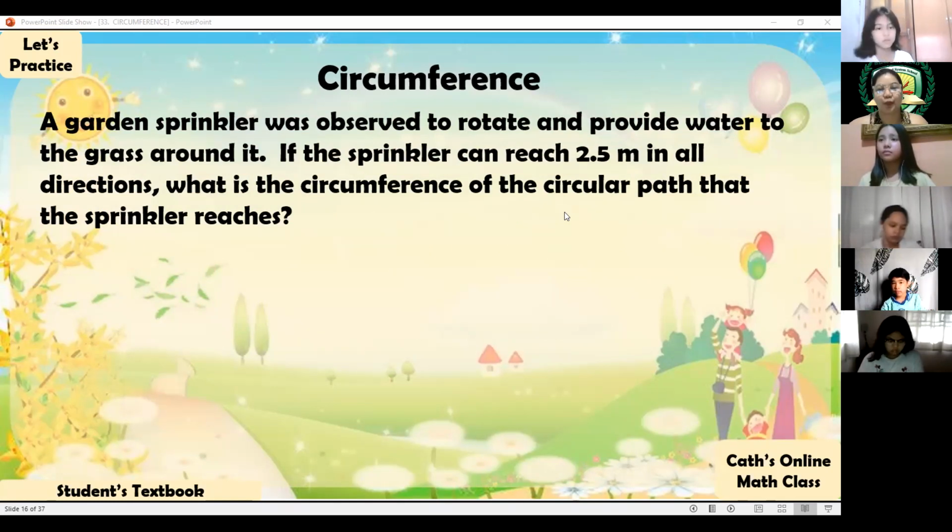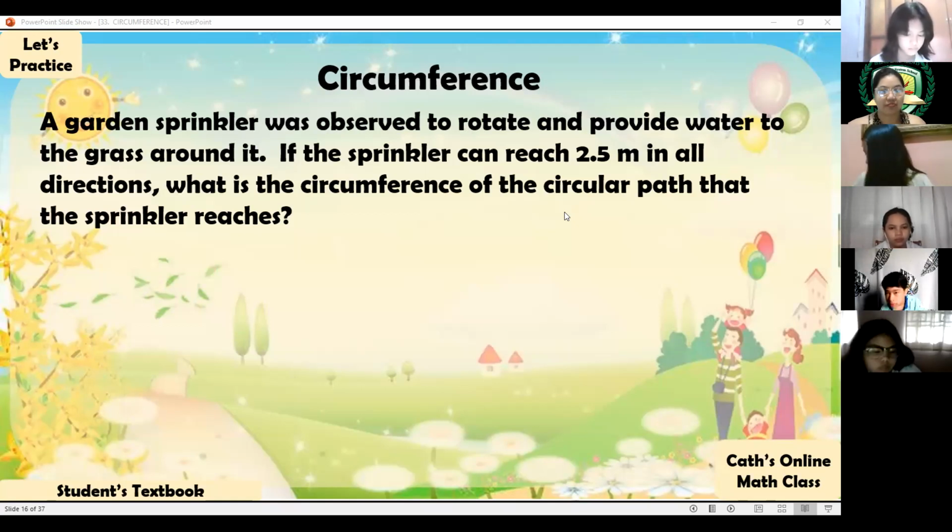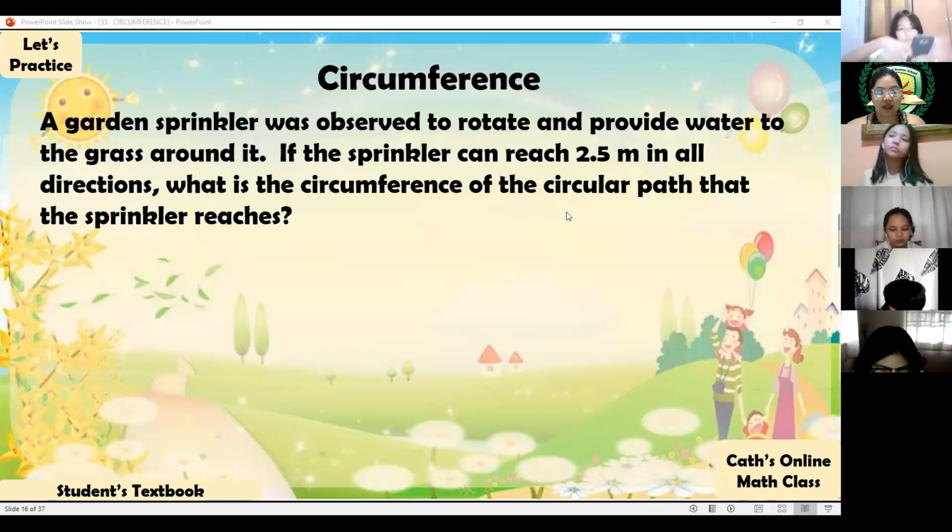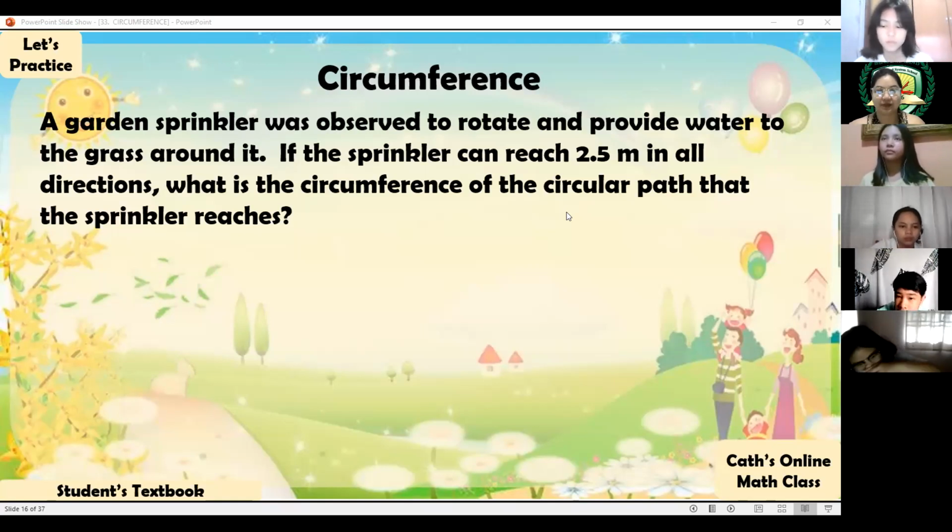A garden sprinkler was observed to rotate and provide water to the grass around it. If the sprinkler can reach 2.5 meters in all directions, what is the circumference of the circular path that the sprinkler reaches? Okay, analyze again if it's a diameter or radius.